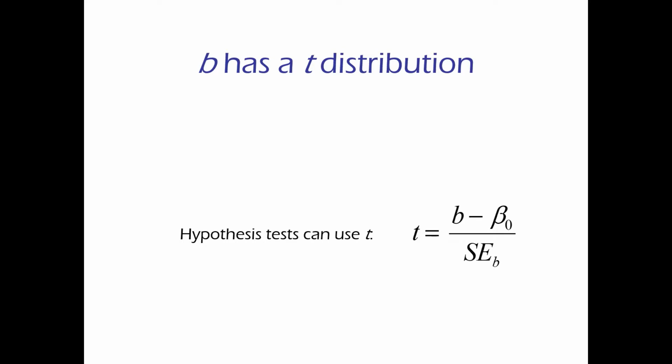Our estimated slope follows a t distribution. This is the same t distribution as we learned for the t-test and also correlation. The test statistic, t, is calculated as b minus beta 0, divided by the standard error of the slope. Here, b is the slope we estimated in our sample. Beta 0 is the population slope we try to estimate in the null hypothesis, which is 0.